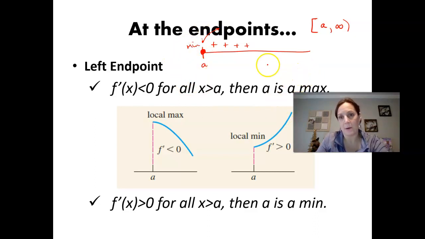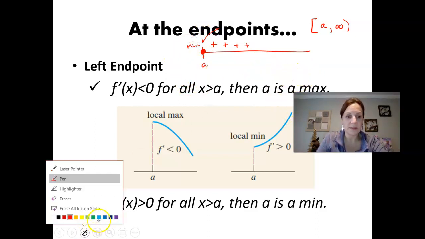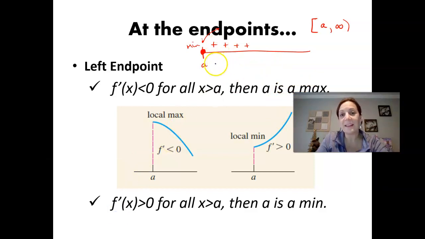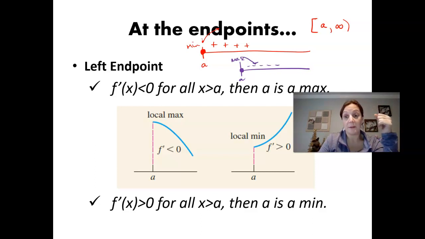It can also happen that as I leave A, I'm decreasing. So if this is my endpoint, and it's decreasing as it leaves A, then that would make this a maximum. Again, I don't know if it's relative or absolute, but I'll figure that out later. It's all about what it's doing as it leaves A. If it's increasing, A is a min. If it's decreasing, A is a max. Okay. Other end, if you have a right endpoint, it's going to be the exact opposite of that.